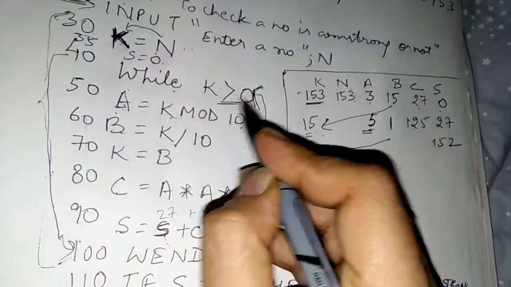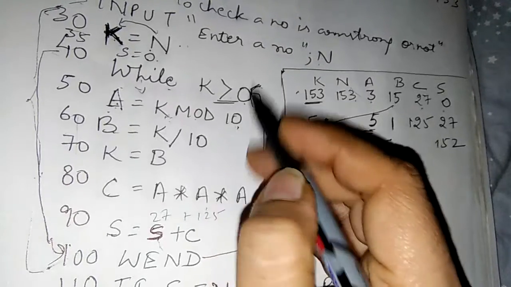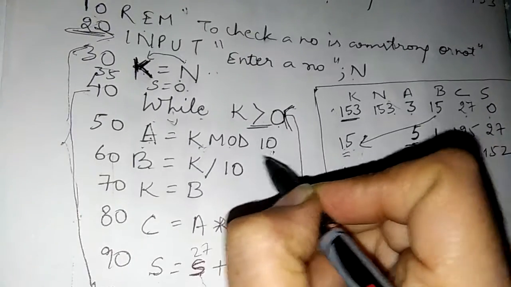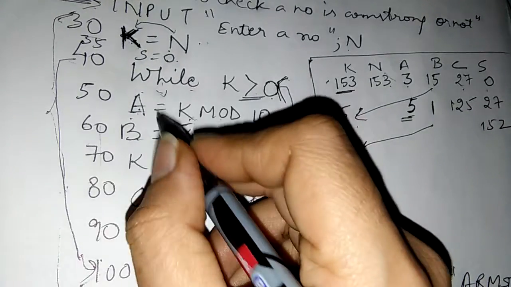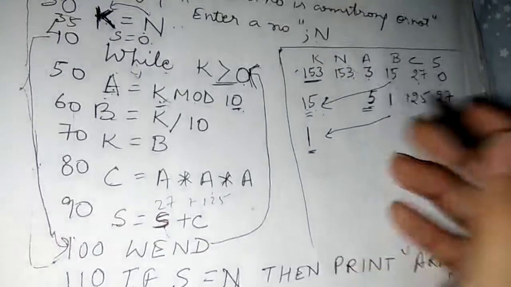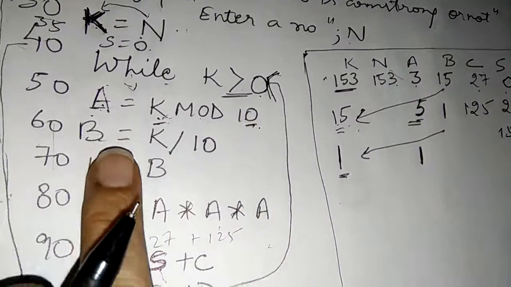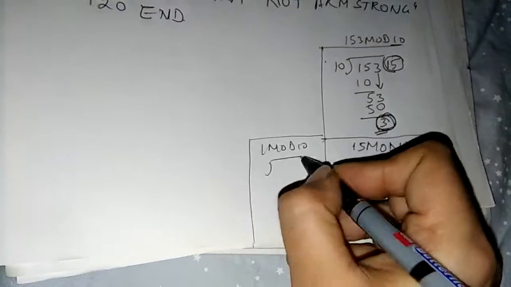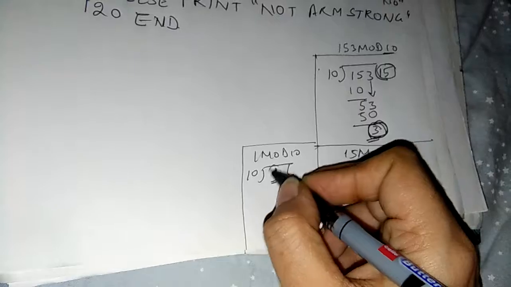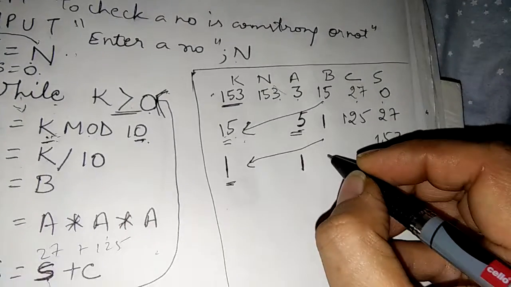Yes, k is 1. 1 is greater than 0. True. It will again come back in the loop. A is 1 mod 10. Now in maths, and also in this modulus operator, if the value of k is less than the divisor, the remainder is k itself. 1 cannot be divided by 10, so the remainder will be 1. So a will be 1. This is how it works. 1 mod 10, we cannot divide 1 by 10, so this is the remainder. Okay, clear now? B, 1 divided by 10, is 0.